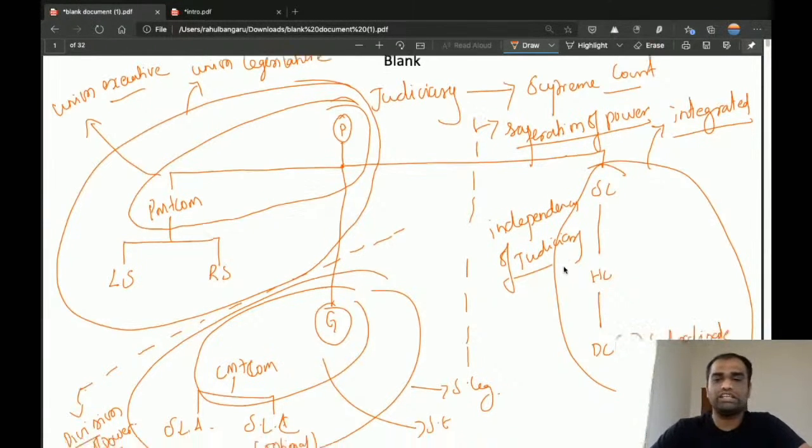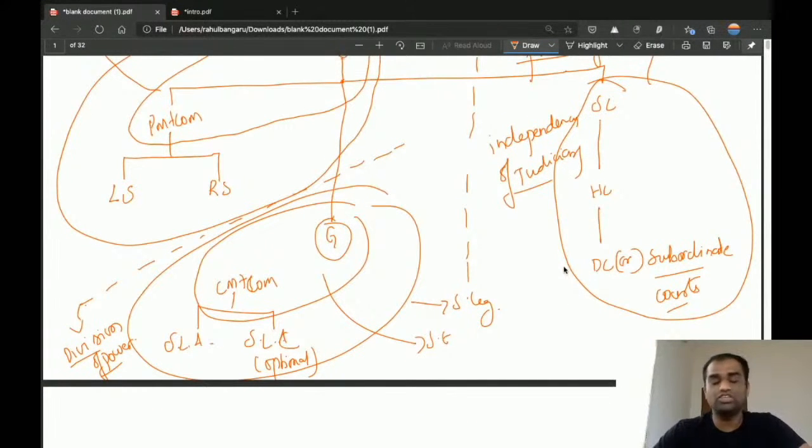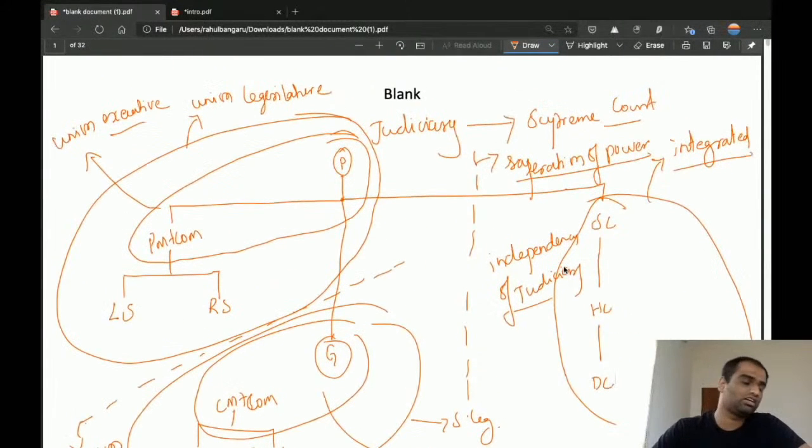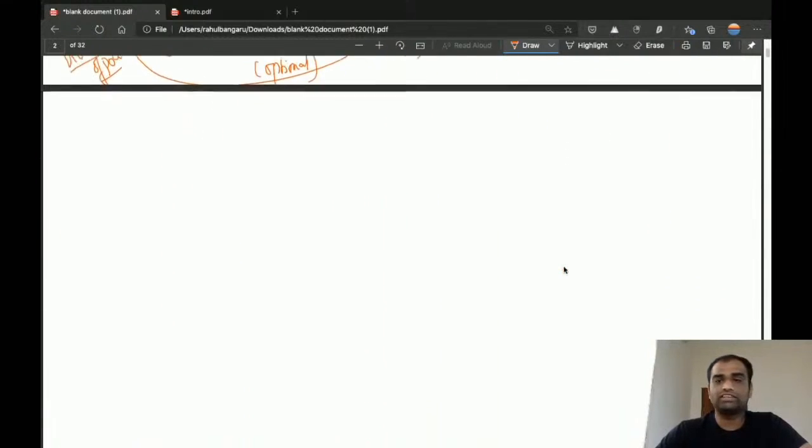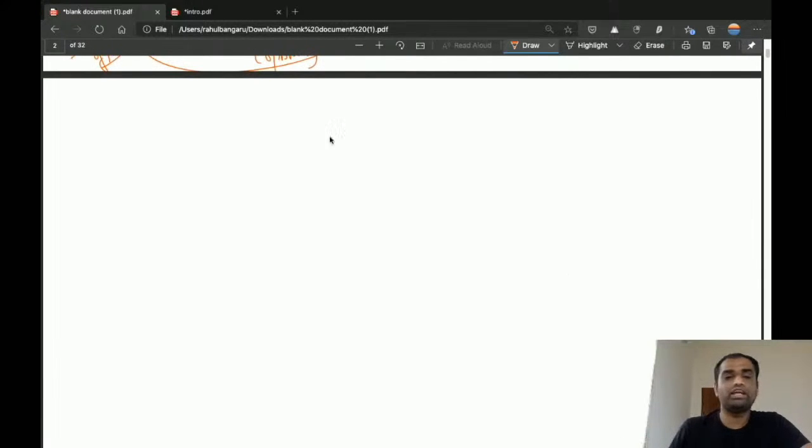So this is how the Indian judiciary is set up. Not just the Indian judiciary, this is how our Indian government has been set up. Now as I mentioned before, in India we have the Supreme Court. Below the Supreme Court we have the High Court, and below the High Court we have subordinate courts.